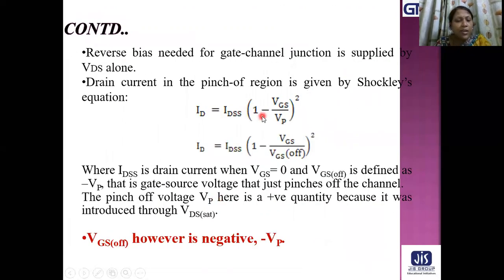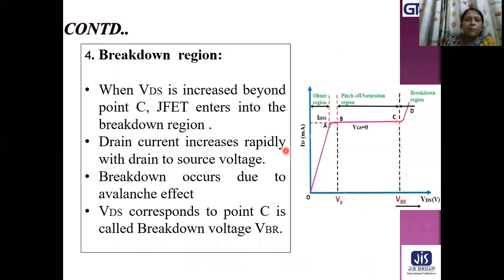ID equals IDSS times (1 minus VGS by VP) whole square. This can be written as ID equals IDSS times (1 minus VGS by VGS(off)) whole square, where IDSS is the drain current when VGS equals 0. VGS(off) is defined as minus VP, that is the gate to source voltage that just pinches off the channel. The pinch-off voltage VP here is a positive quantity because it was introduced through VDS set.